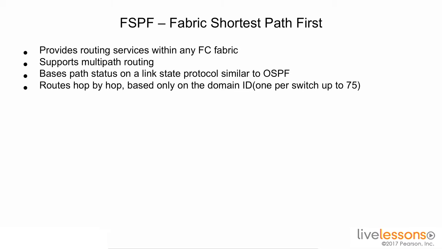It routes hop by hop based only on the domain ID, and there's one domain ID per switch and up to 75 per fabric. Once you use all 75, you're all done. So we have ways of getting around that called NPV, which we'll explain later on.